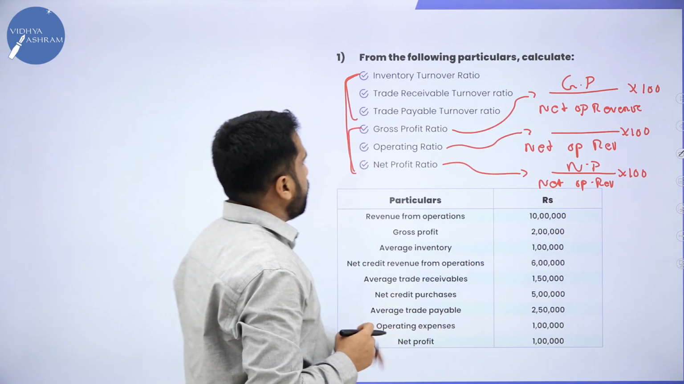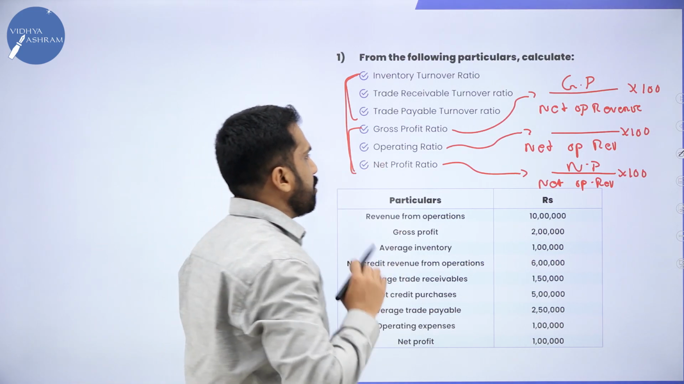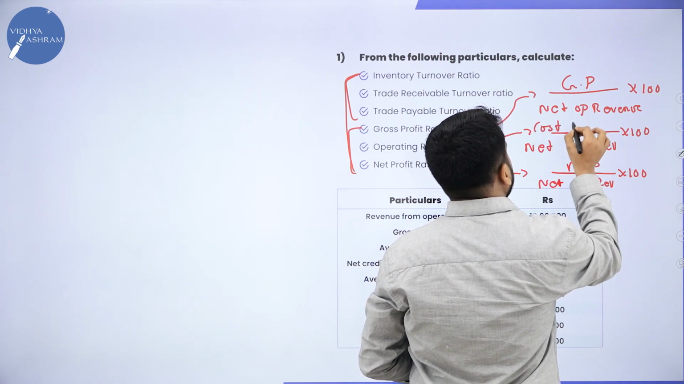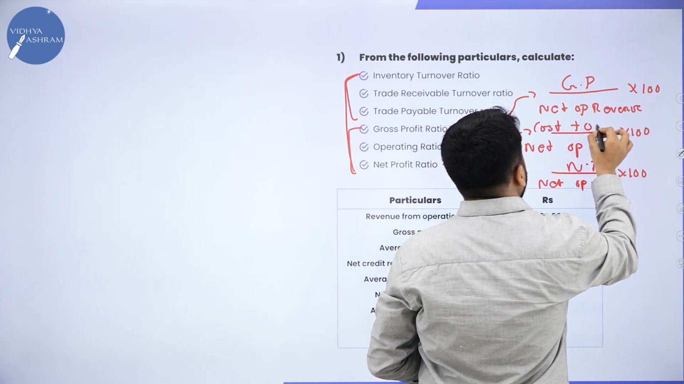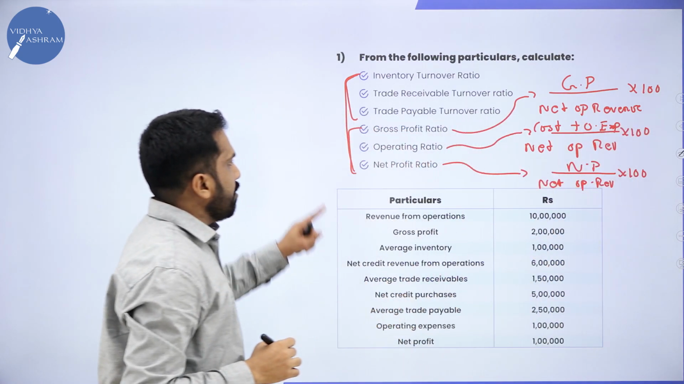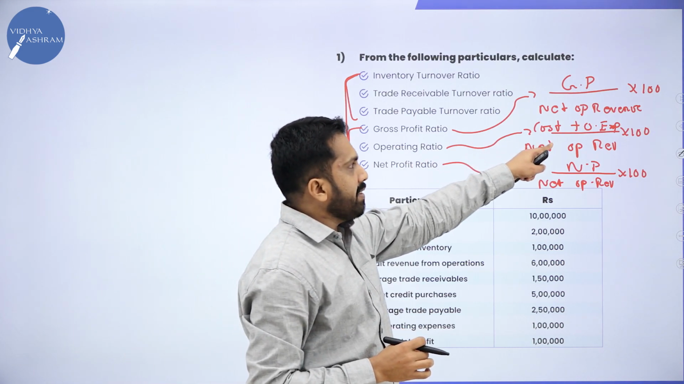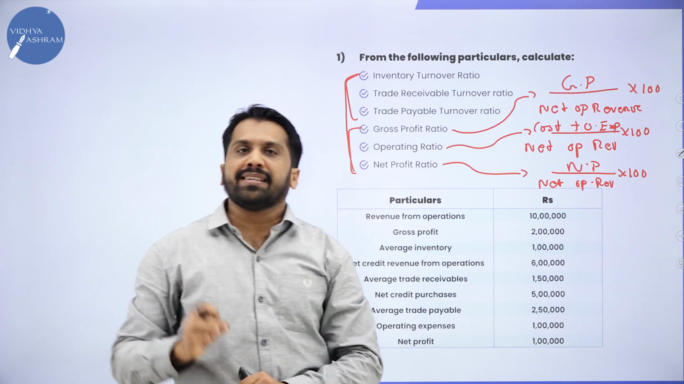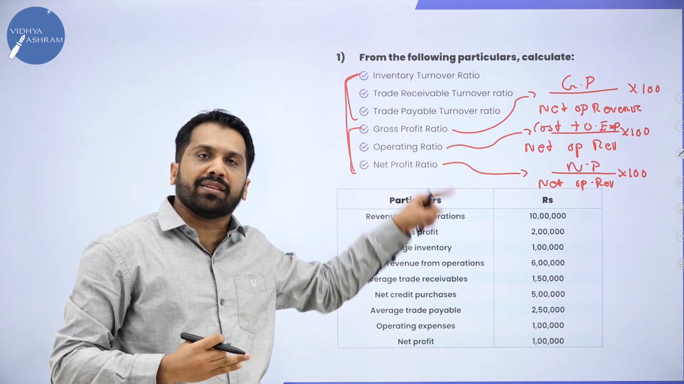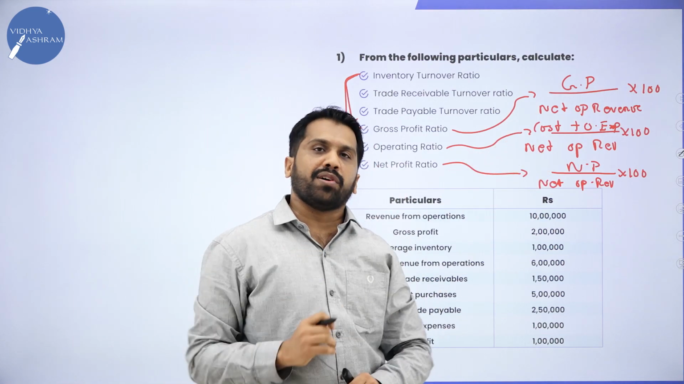Now, what about operating ratio? The operating ratio formula is cost plus operating expenses. So, what is the formula for operating ratio? Cost of revenue plus operating expenses. The calculation part I'll teach you while doing the problem. Just remember these formulas.